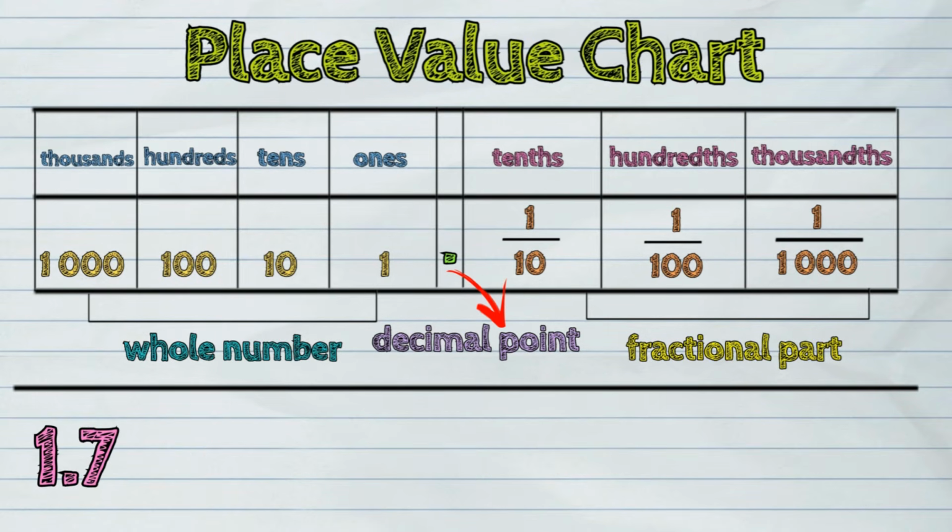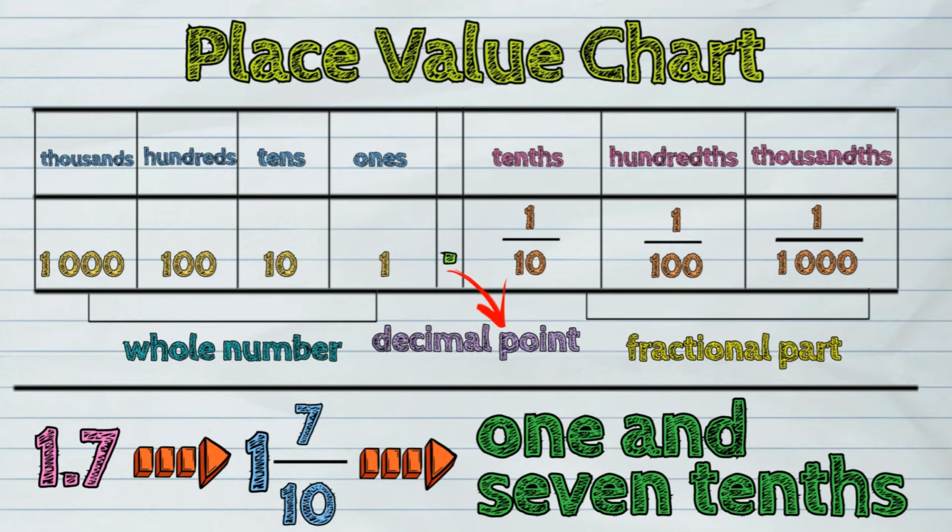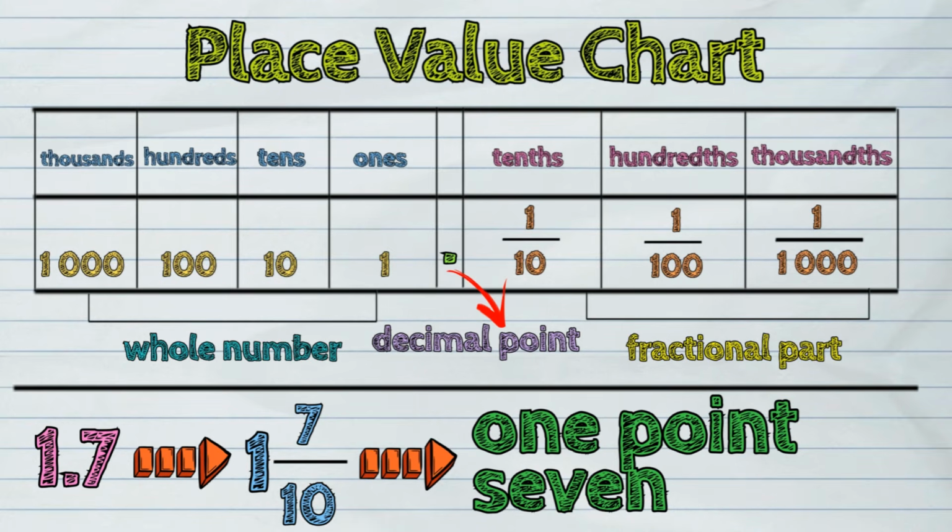Another one. In fraction, we write it as this. We read this decimal number as 1 and 7/10. Or if we want to use "point" instead of "and," we say 1.7.